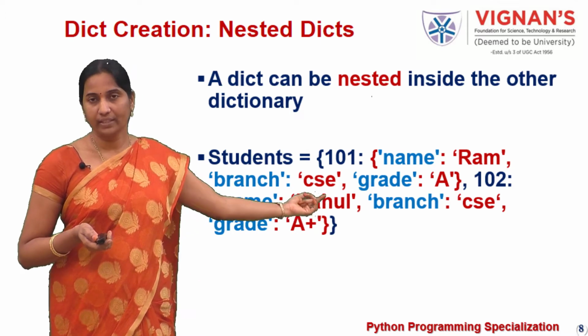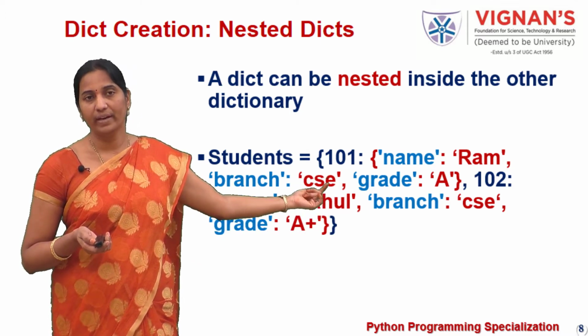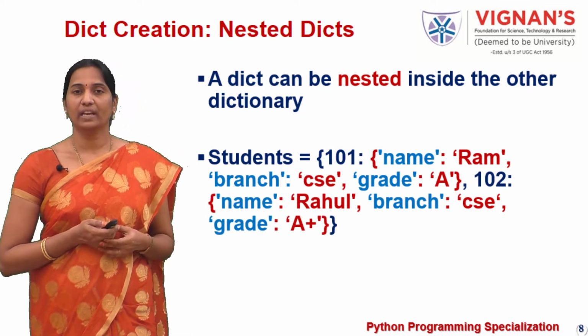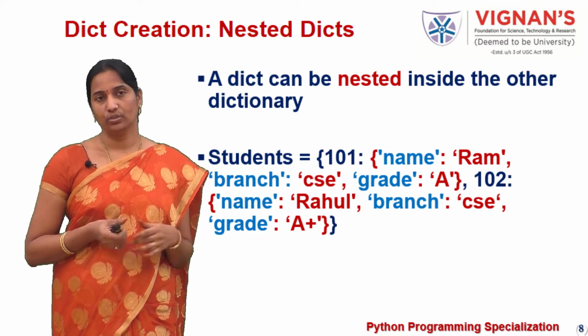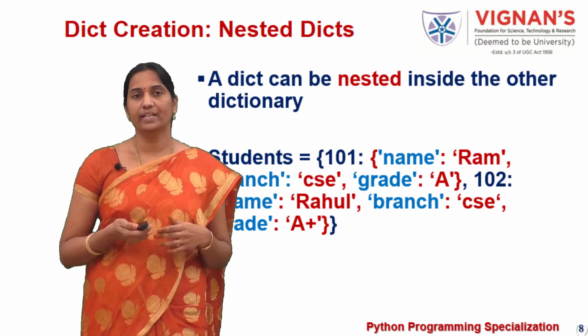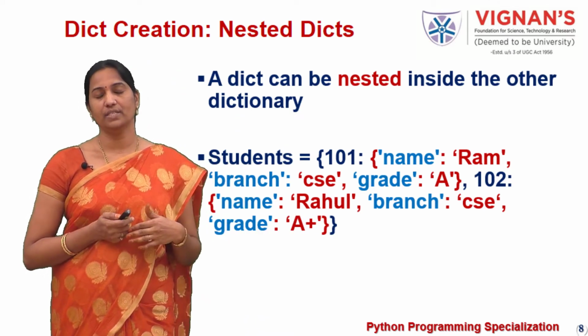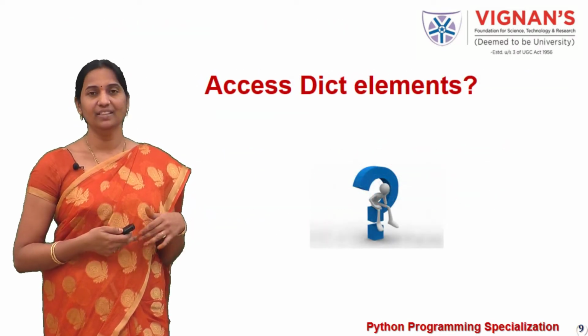Now look at the other element of the student's dictionary. 102 is the key, whereas it has another dictionary as a value. That is how we can have a dictionary as a value in another dictionary. Those are known as nested dictionaries. So we have seen how to create various types of dictionaries. Now let's see how we access the elements from the dictionary once we create it.